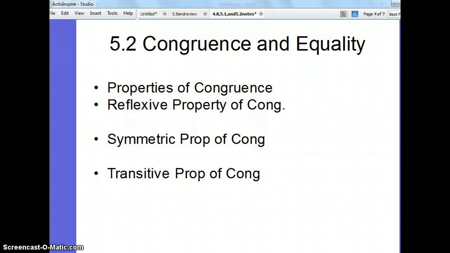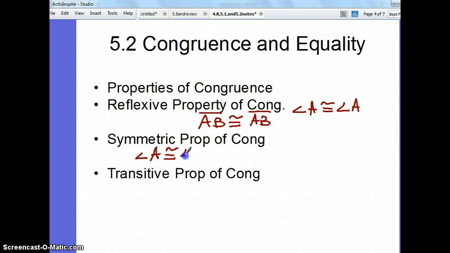And then in section 5.2, those properties that we learned about equality are also going to be properties of congruence. So if you remember, the reflexive property said A was equal to A. We can now say something like angle A is congruent to angle A, or segment AB is congruent to itself, segment AB. The symmetric property is that if angle A is congruent to angle B, then we can say angle B is congruent to angle A. We can just flip them around.